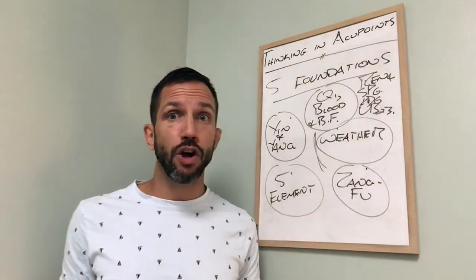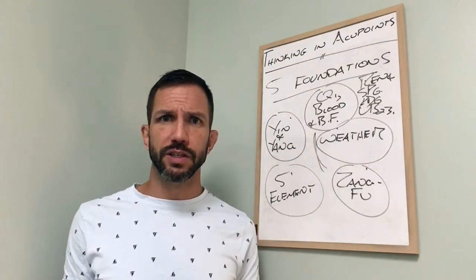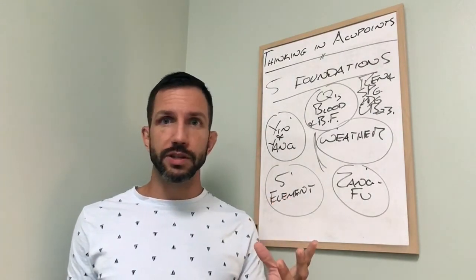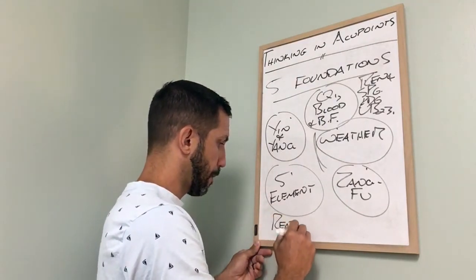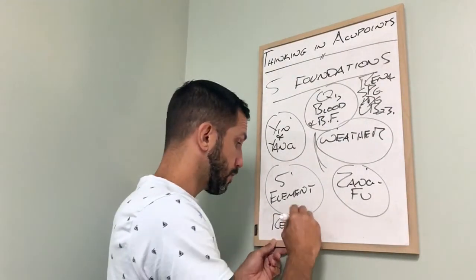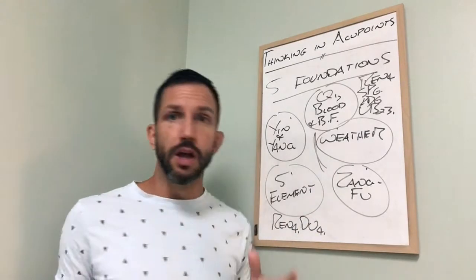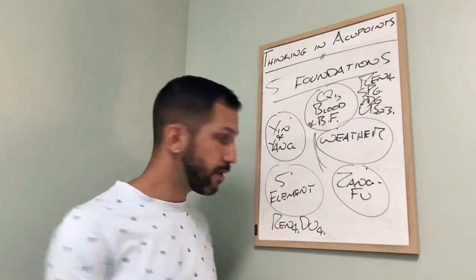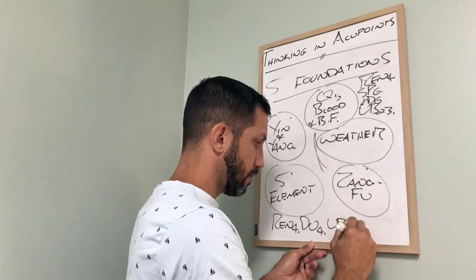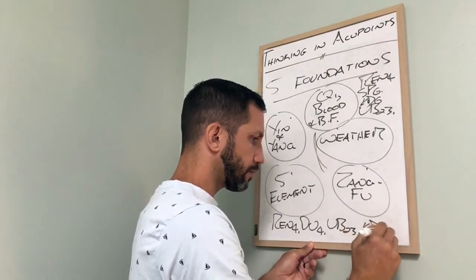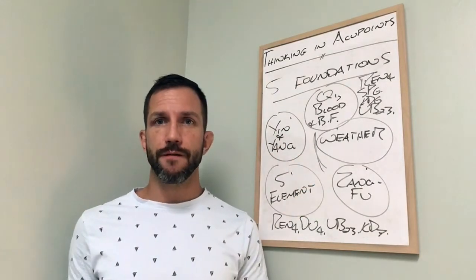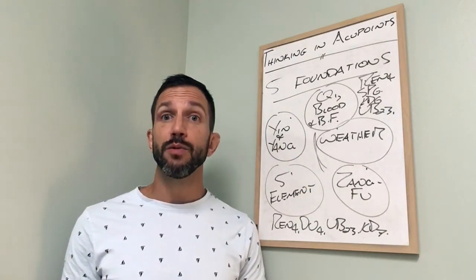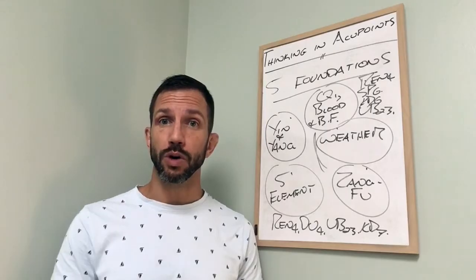Same can be said about yang deficiency. The minute I think about yang deficiency, I start thinking in acupoints. Ren 4, Du 4, UB23, kidney 7, and we can do this with every single one of these 5 foundations. Let's move on to part 2 of the course.